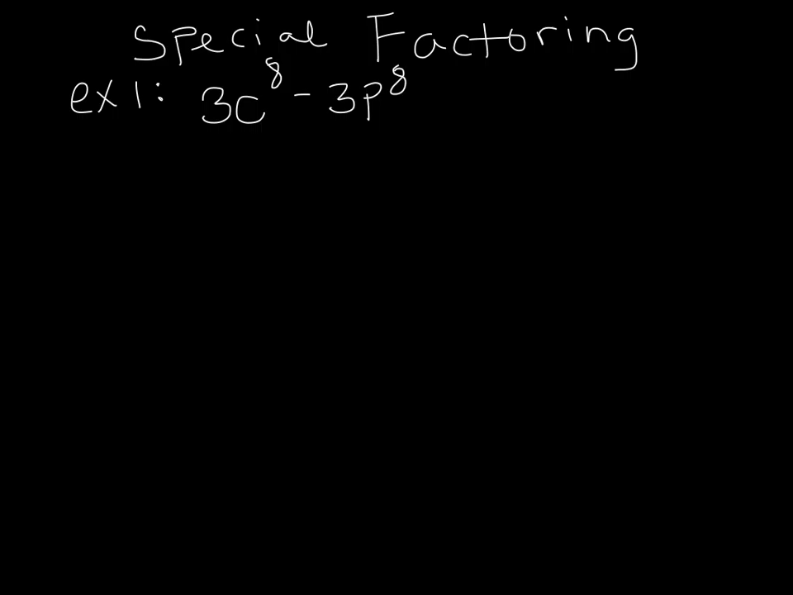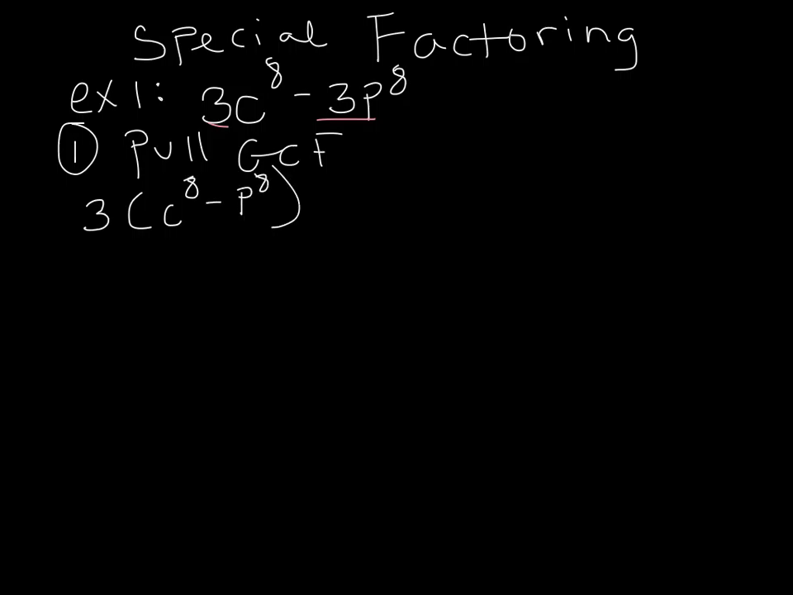So when you see something like example 1 here, where we just have two terms, your first step always with any factoring problem is going to be to pull out your greatest common factor if you can. And in this case, we see that we have a 3 in each of these terms. So I'm going to go ahead and pull out a 3. Now you have c to the 8th minus p to the 8th. And your first reaction might be, how can I factor that? I have two terms, but it's to the 8th power. It's not a square or a cube. But we need to think a little bit harder about the number 8.